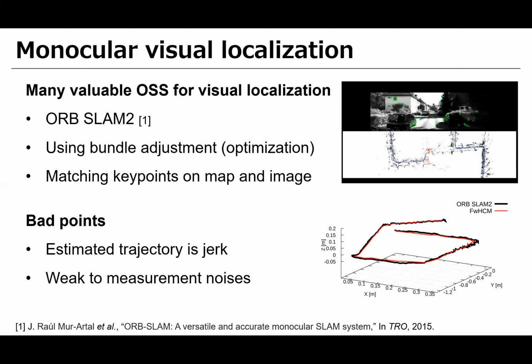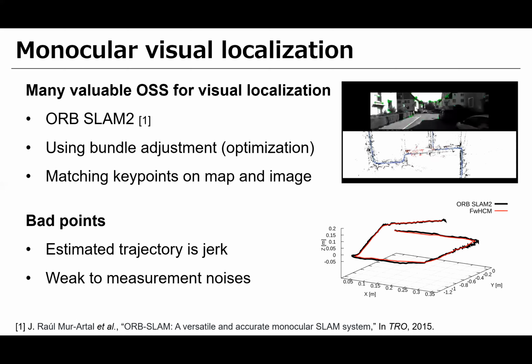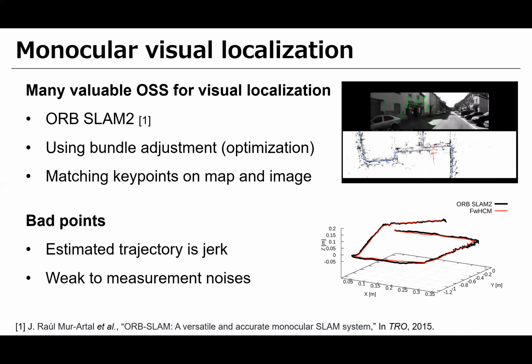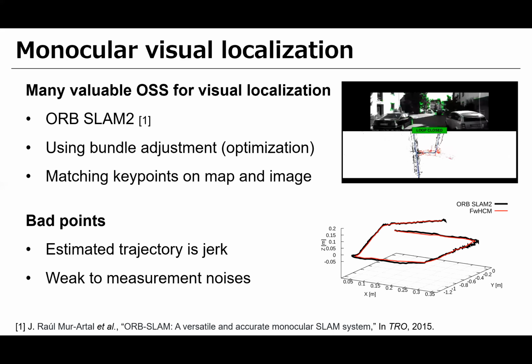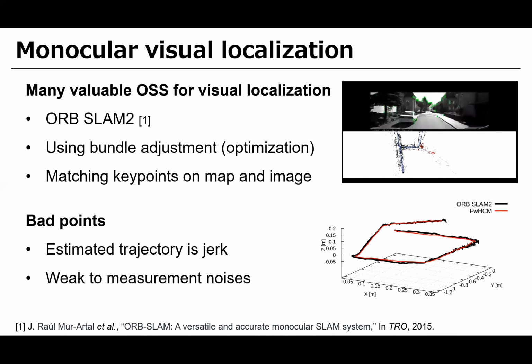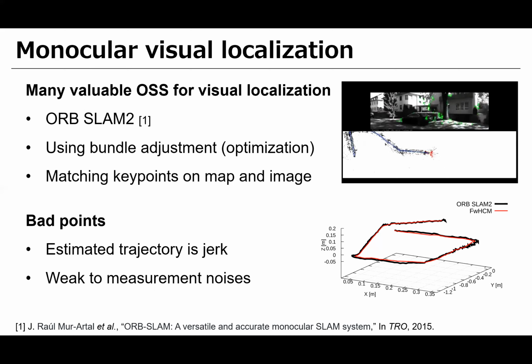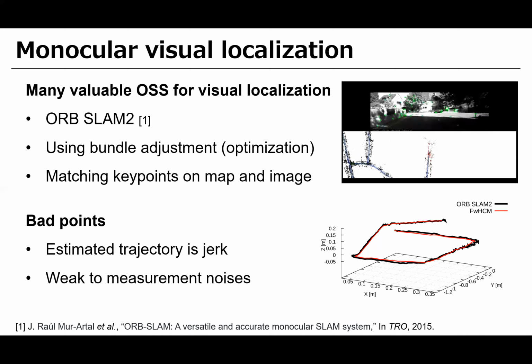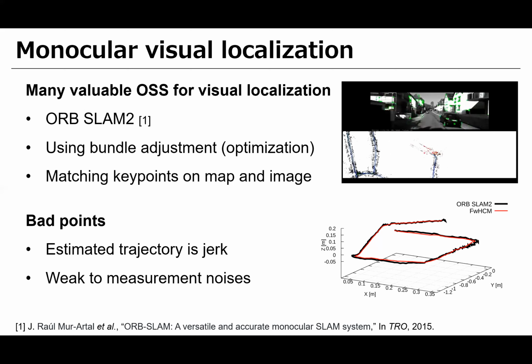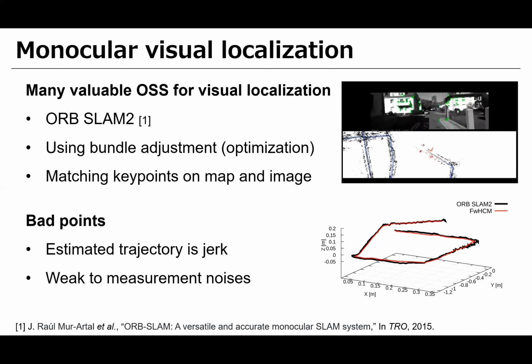However, it still has a problem because ORB-SLAM2 uses the bundle adjustments. It is weak to measurement noises. ORB-SLAM2 might fail if incorrect pairs are determined due to the measurement noises. In addition, estimated trajectory by ORB-SLAM2 is jerky, since it is the optimization-based method. Our work enables to estimate smooth trajectory as indicated by the red line in the bottom right figure.